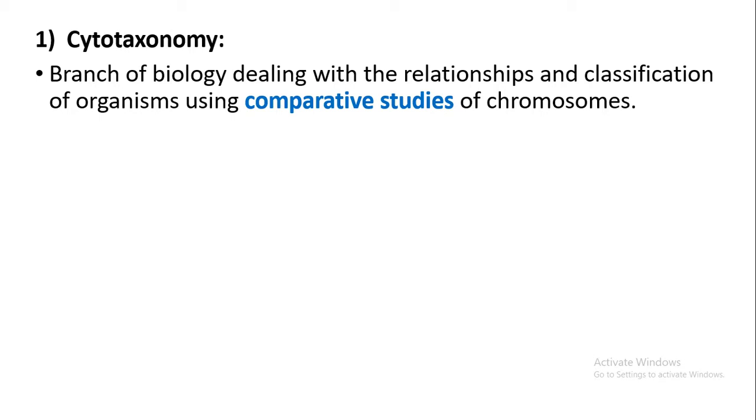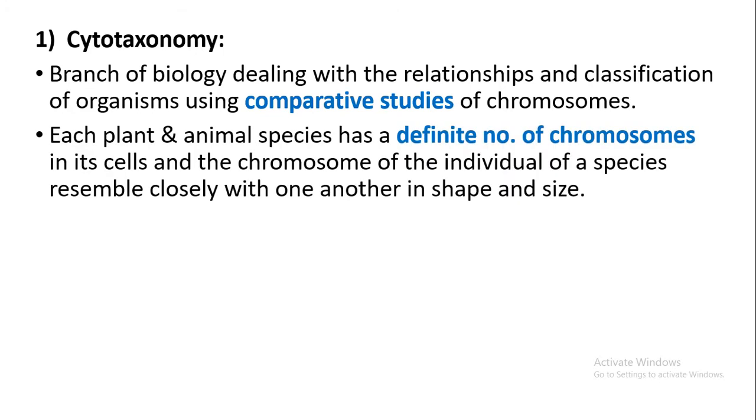So we study the chromosomes which are present inside a cell. For example, living organisms like the potato, the total number of chromosomes is 48. If we talk about mango, the total number of chromosomes is 40. The cat, the total number of chromosomes is 38. Then dog, the total number of chromosomes is 78. So here we are studying these organisms by observing the chromosome number in a cell, and we compare them. So this is called comparative study of chromosomes.